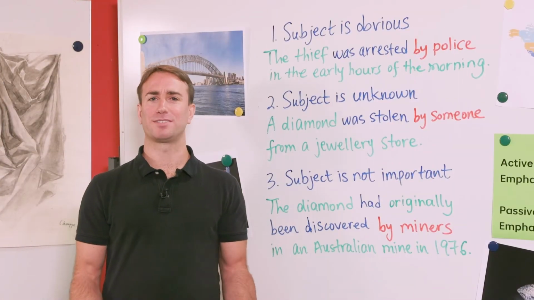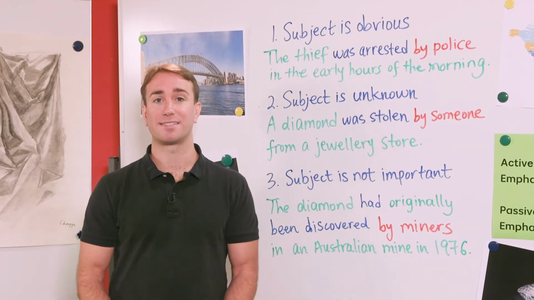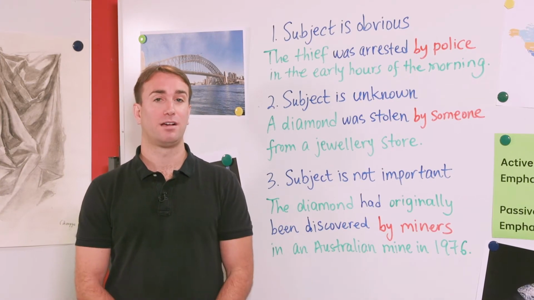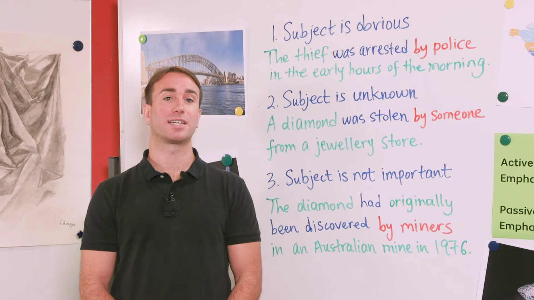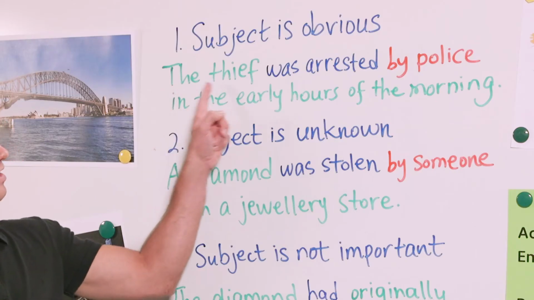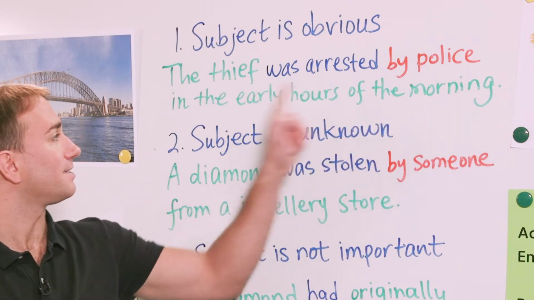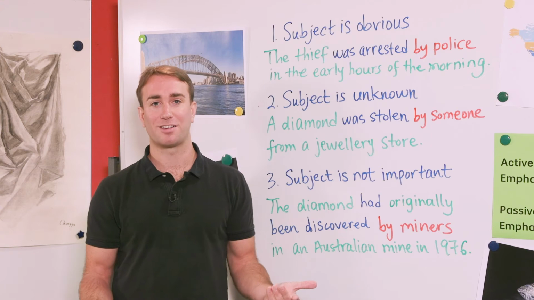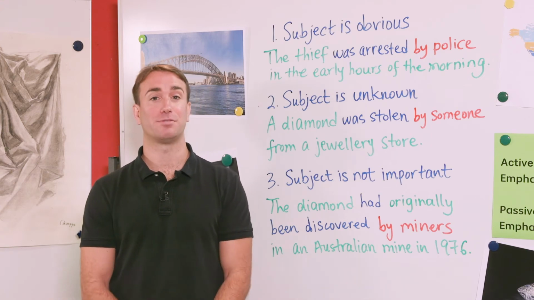It is really important to consider why we are using passive voice. Generally, there are 4 main reasons. First, when the original subject is obvious, and we can easily guess who it is. The thief was arrested by police in the early hours of the morning. The subject is obvious. Only police are allowed to arrest people.